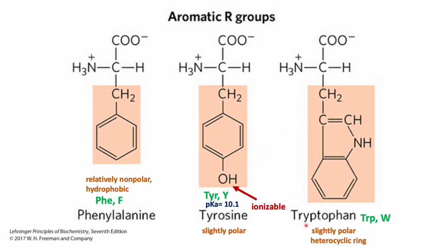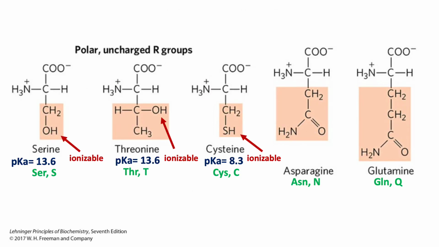Then we have tryptophan. Tryptophan is slightly polar because we can see we have this nitrogen over here. Nitrogen and hydrogen have an electronegativity difference of greater than 0.4 because nitrogen has a high electronegativity. So this will also be slightly polar. This, however, does not have any ionizable groups in its R group. So for the aromatics, there's only one ionizable amino acid, and that is tyrosine because of this hydroxyl.